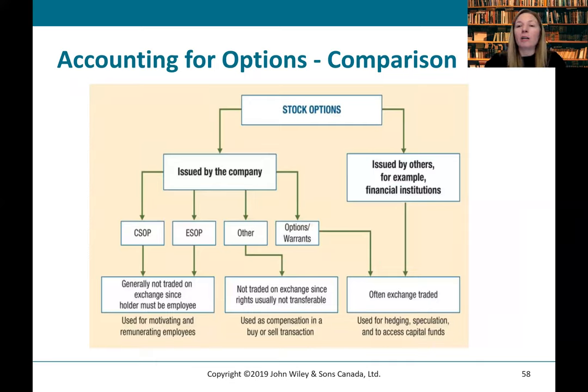Just a reminder here of why employee stock option plans or senior management stock option plans are treated differently from an accounting perspective than the other options that we talked about earlier in chapter 16. What it really comes down to is whether they're exchange traded. So when we were looking at options related to purchasing, you know, grain in the future or what have you, if those options are exchange traded, then they need to be marked to market through the income statement.